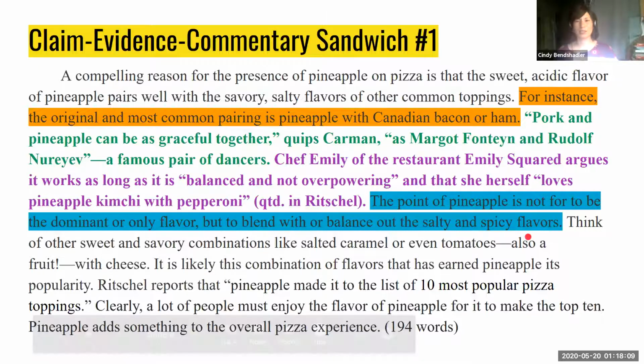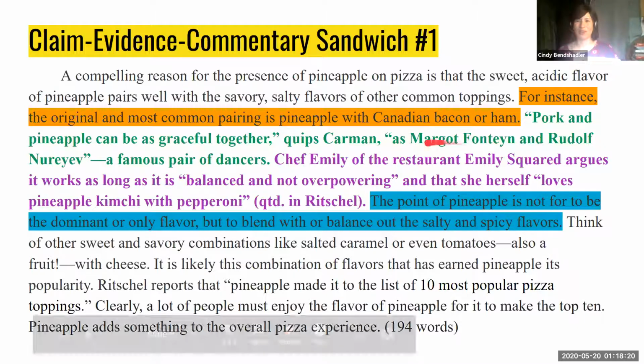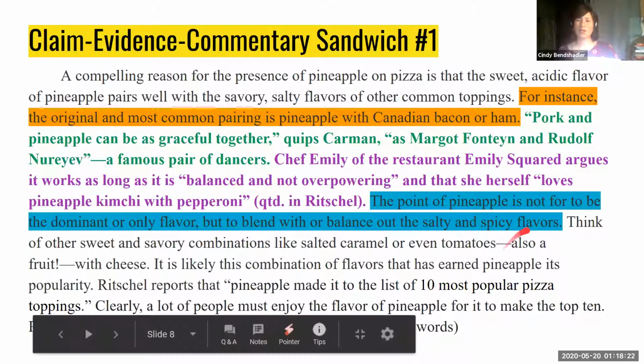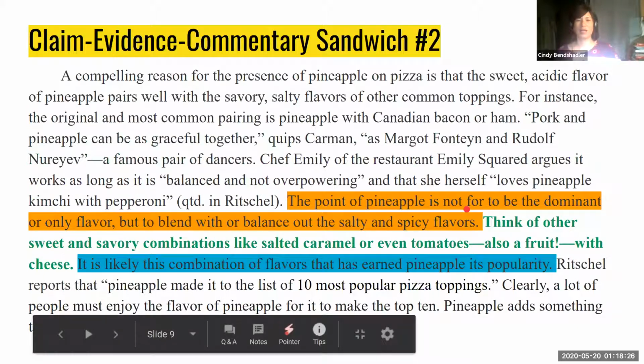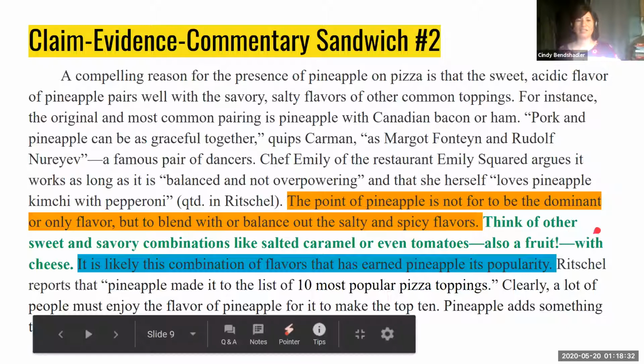Now here's where it gets a little tricky, because real life is never so simple as the structures that we often create. This sentence here is both commentary for what happened before, the evidence there, but it's also leading into the next part. So I'm creating this as a claim as well as commentary. And then my evidence is more personal experience.